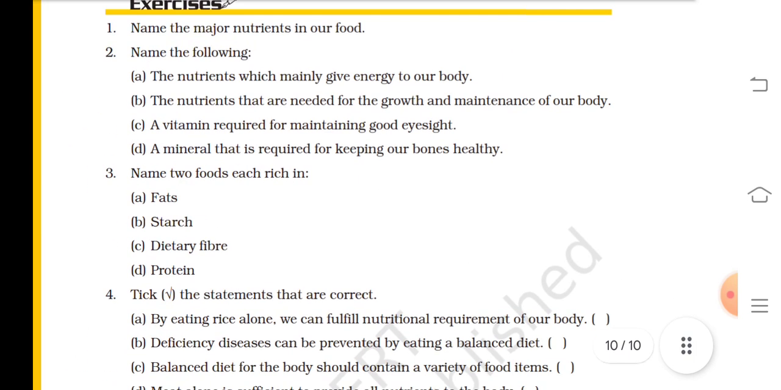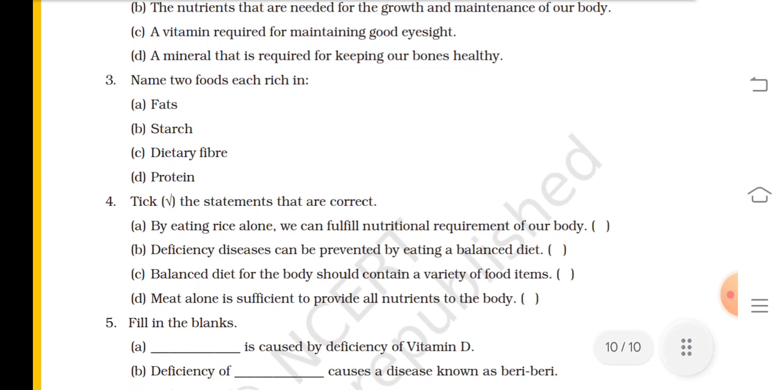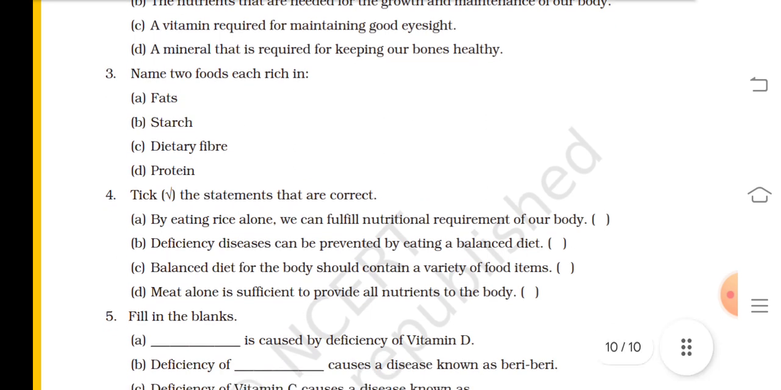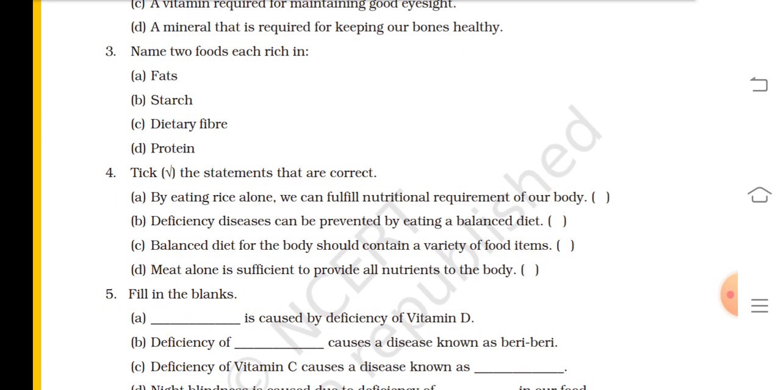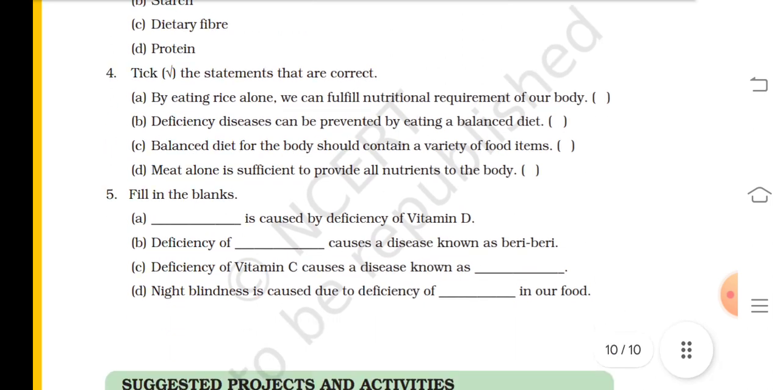Name the major nutrients in our body. The nutrients which mainly give energy to our body. The nutrients that are needed for growth and maintenance of the body. A vitamin required for maintaining good eyesight. A mineral that is required for keeping our bones healthy. Name two foods each rich in fat, starch, dietary fiber, protein.